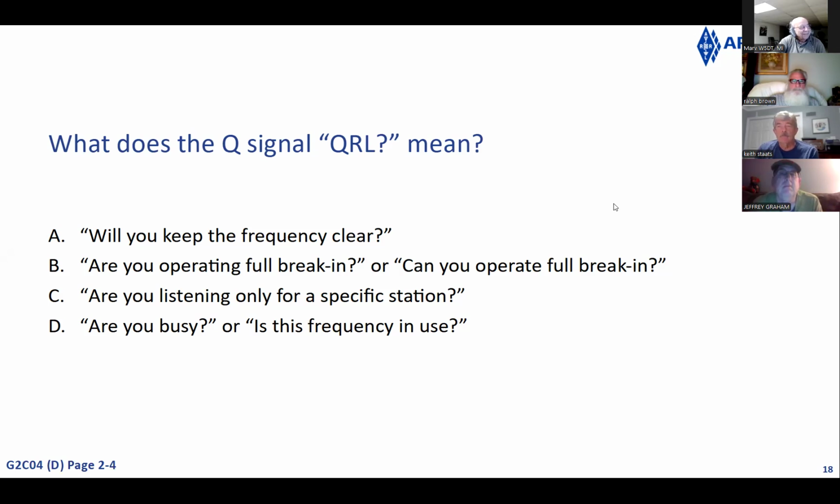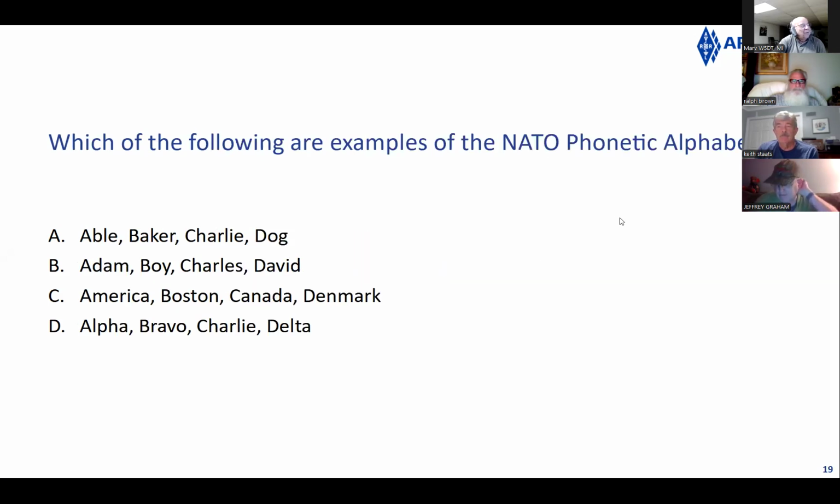Delta, actually. Delta. Which of the following are examples of the NATO phonetic alphabet? Alpha, Baker, Charlie, Dog. Adam, Boy, Charlie, David. America, Boston, Canada, Denmark. Alpha, Bravo, Charlie, Delta. Delta. D. Yeah, you're correct. Please do use the NATO alphabet.